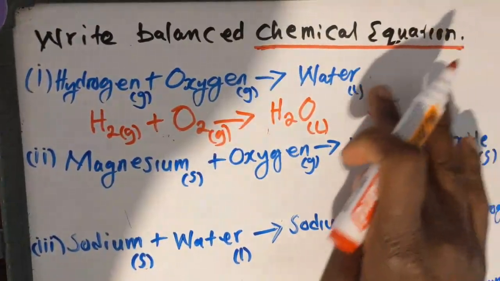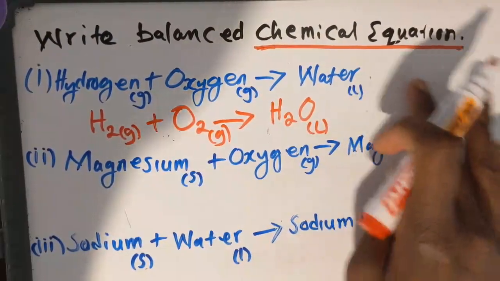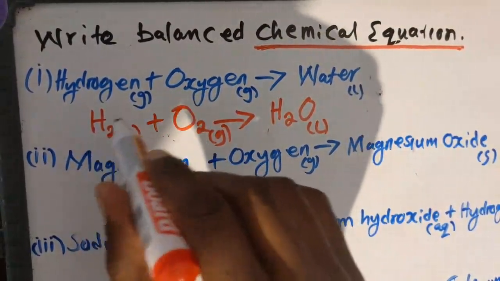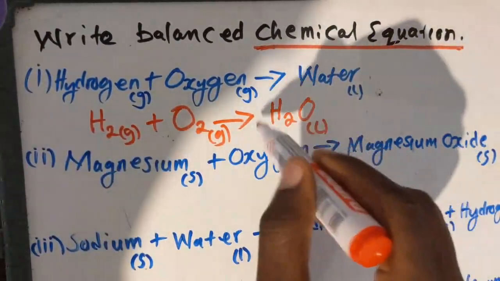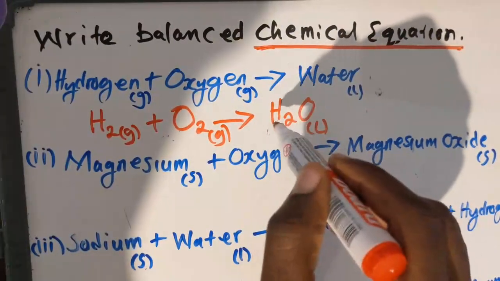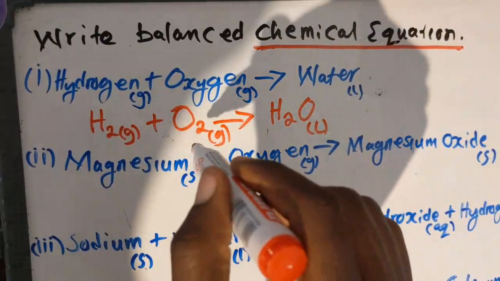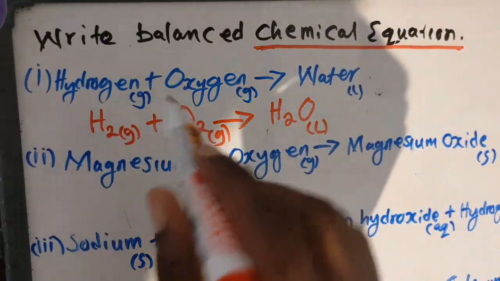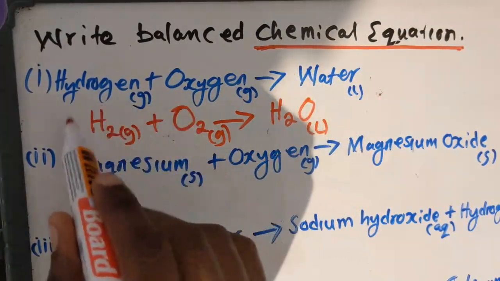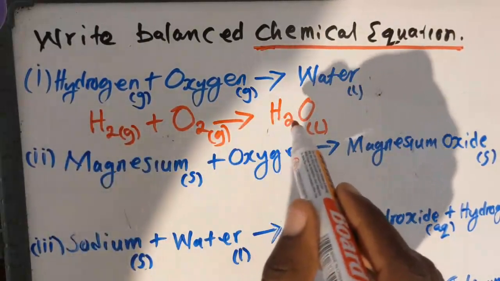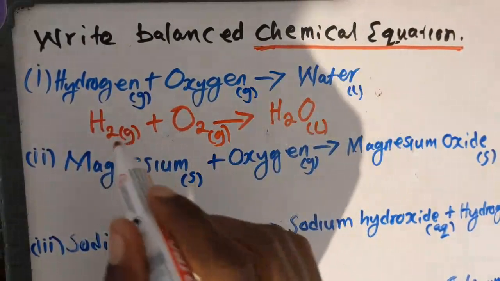What we are going to do is very simple. We are going to count the number of atoms on this side. They must be equal to the number of atoms on this side. So you go step by step. If it is hydrogen, you just go for hydrogen and compare it with the hydrogen on the other side.